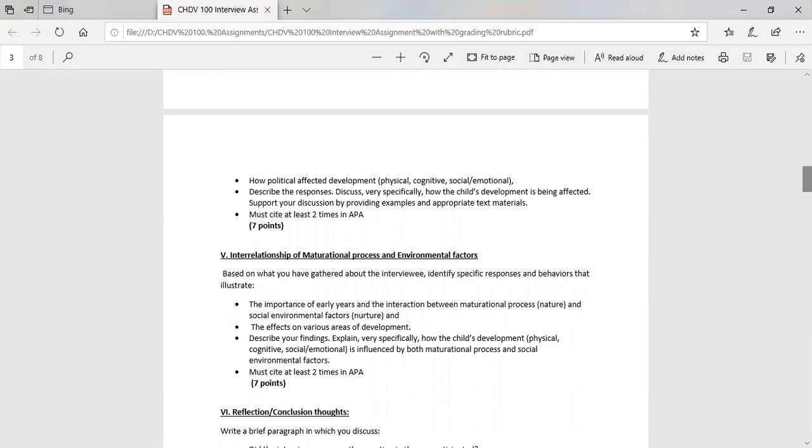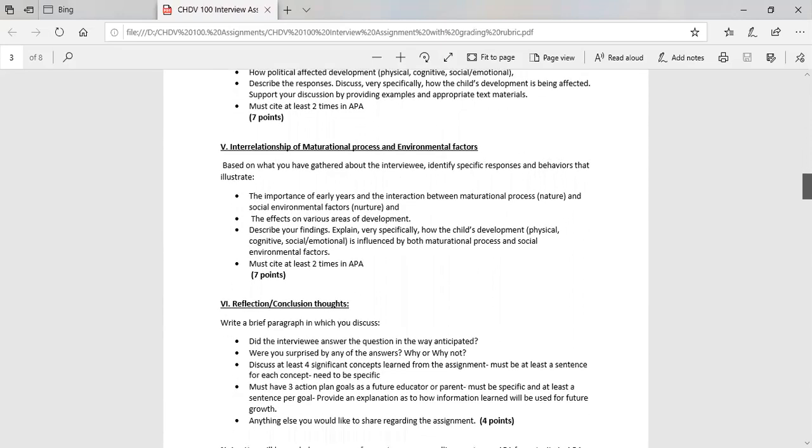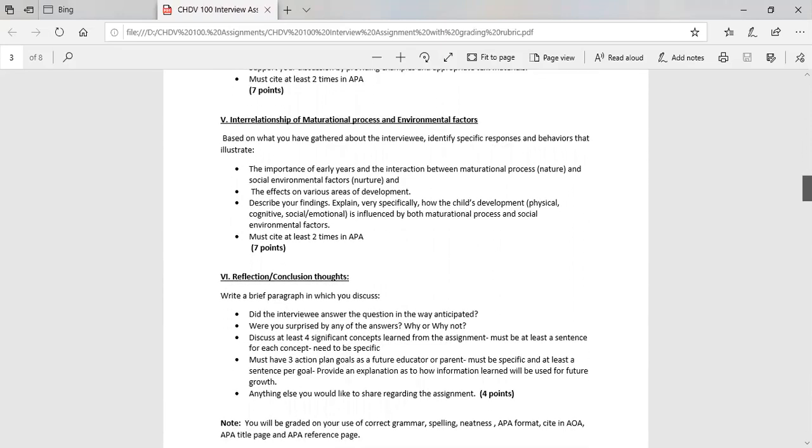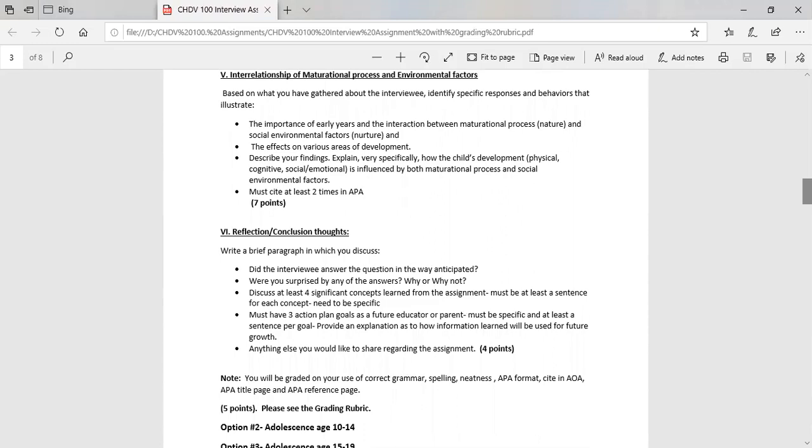Then you're going to have the interrelationship of the maturation process and environmental factors. In here, I like detail, so give me detail. You're really going to be describing your feelings on how these things affect the child's development, how they intertwine.